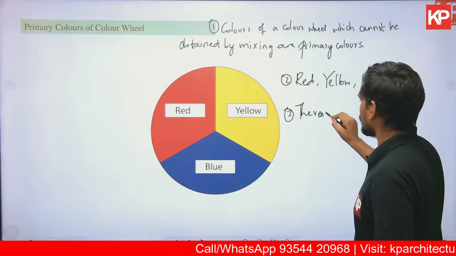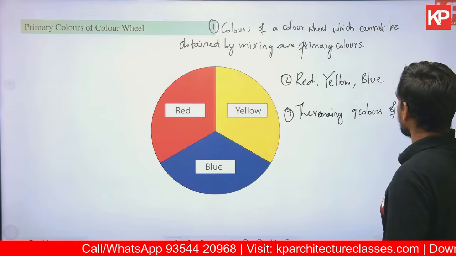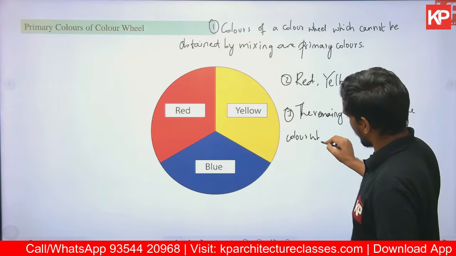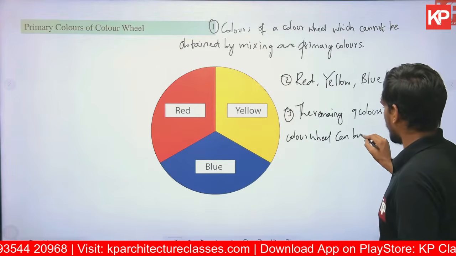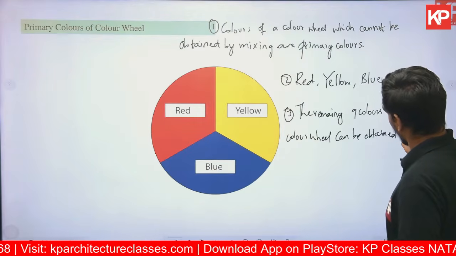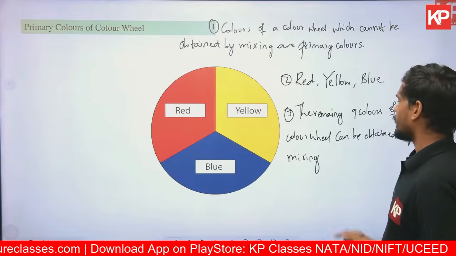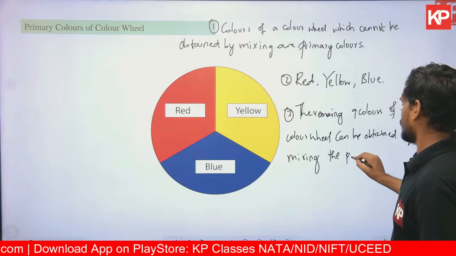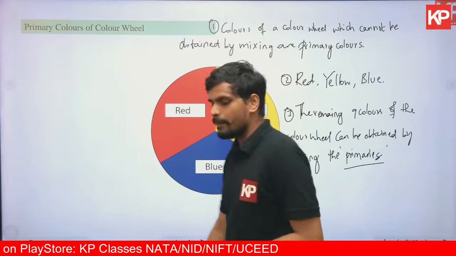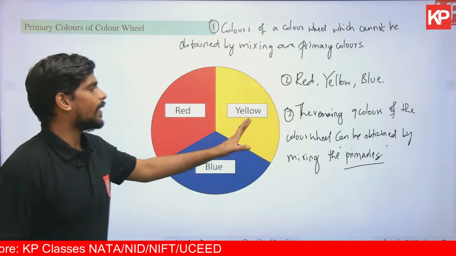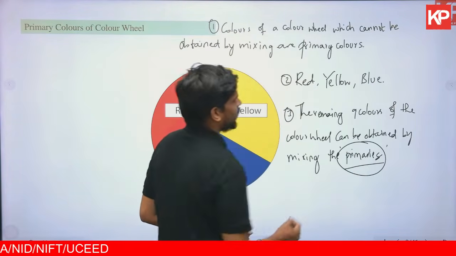So that is point number three: the remaining 9 colors of the color wheel can be obtained by mixing the primary colors. That is the reason these are called primary colors.